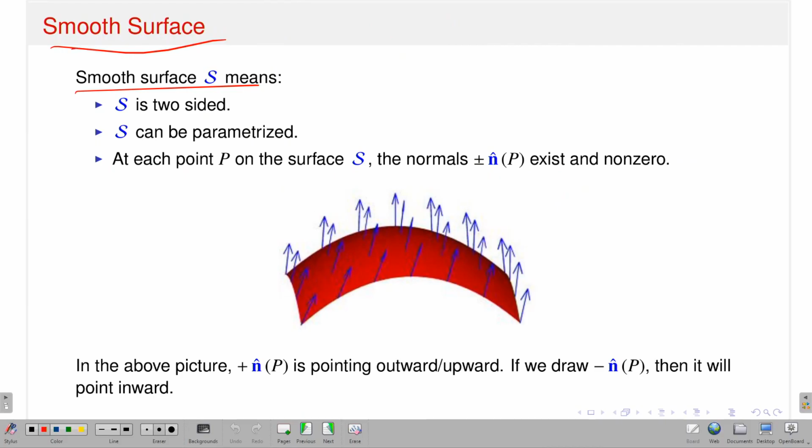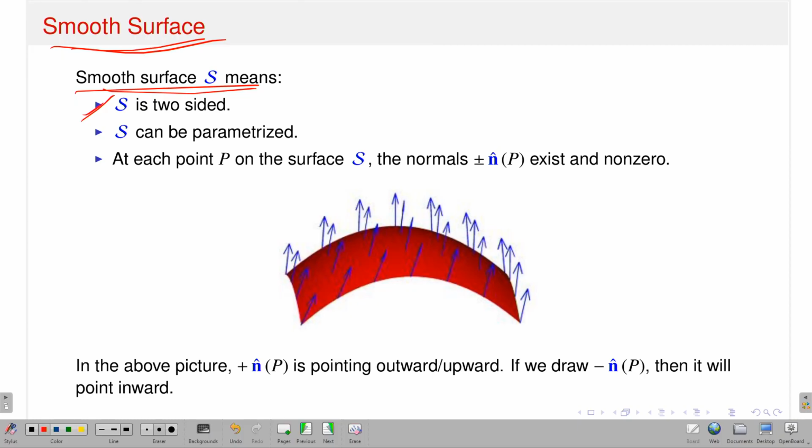There is another way I can describe smooth surfaces. A surface is called smooth if it is two sided. Two sided means what? The surface will have two faces, and I can go from one face to the other only via the corner. That means without passing through the corner I cannot go from one side of the surface to the other side. So, I have to go through the corner of this surface. That is called two sided.